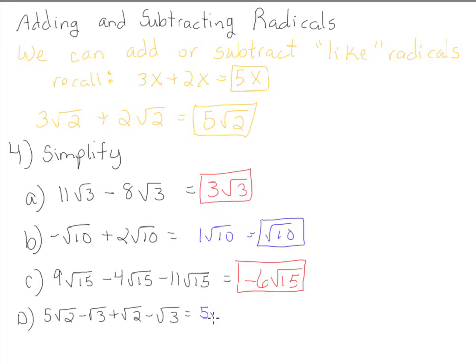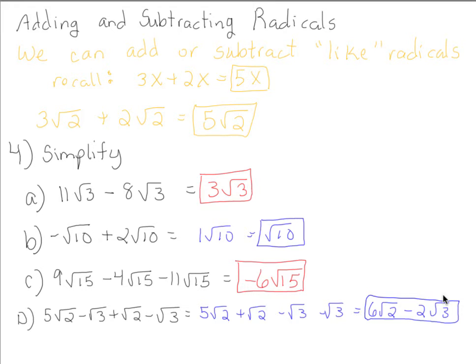We got 5 the square root of 2, plus the square root of 2. Now let's put our square root of 3's by each other. So negative square root of 3 minus the square root of 3. So let's start by adding our like terms. So the square roots of 2's add together equals 6 the square root of 2's, and the square root of 3's subtract equal negative 2 the square root of 3.